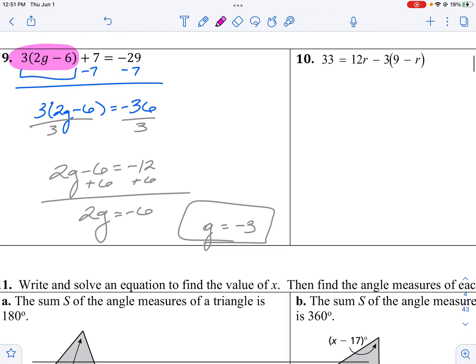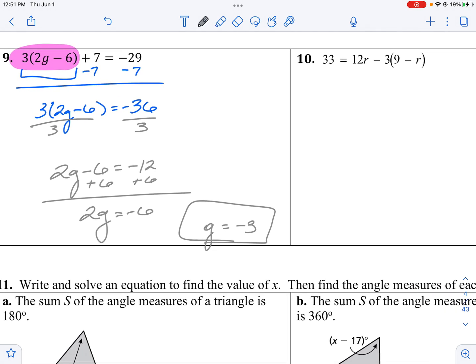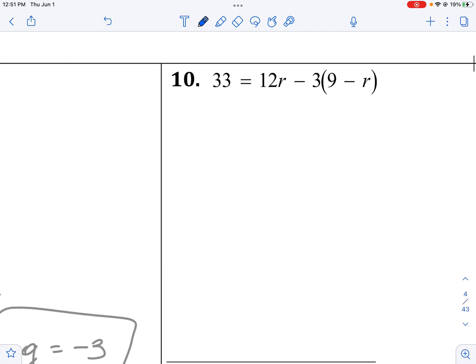On 10, it's a little bit more complicated because there are 2 r terms, but I can't just combine them because this one's connected to a negative 3. So why wouldn't I divide by negative 3? Well, I wouldn't divide by negative 3 because it's still connected to that r term.